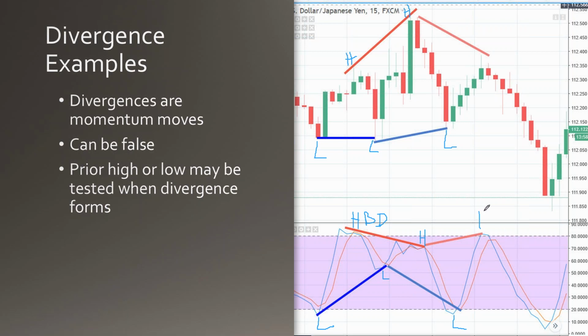And if we go on to the next one, here you have a high followed by a high over here that is higher, okay? And yet price is making lower highs. What is the outcome? Price goes lower. Does everybody understand that?